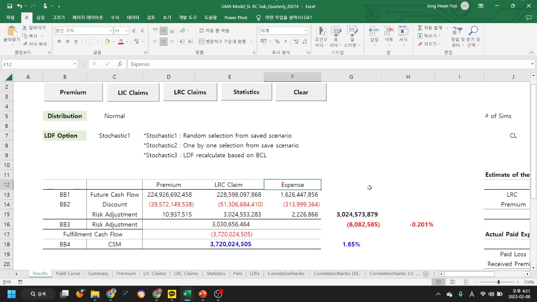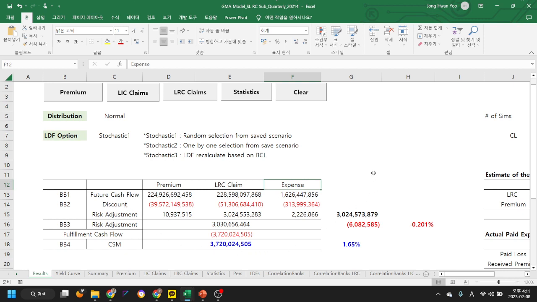I'll show you the scenario later, but right now this is what I'm trying to get: an estimate of fulfillment cash flow to do the onerous test on initial recognition, 2013 third quarter. And you can see now all the estimates of different pieces: the cash inflow and cash outflow, building block 2 and risk adjustment.